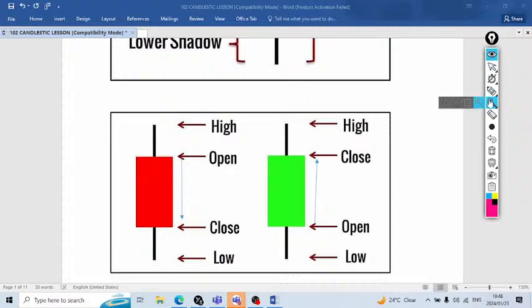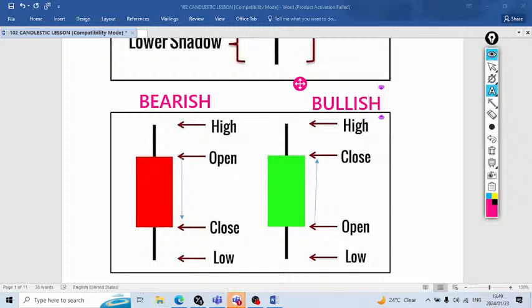We have two types of candlesticks: a bearish candlestick and a bullish candlestick. This one is a bearish candlestick, and this is a bullish candlestick. The bullish candlestick will be moving up. The bearish candlestick will be moving down, as denoted by these arrows that you see here. This one is coming down, and this one is moving up.